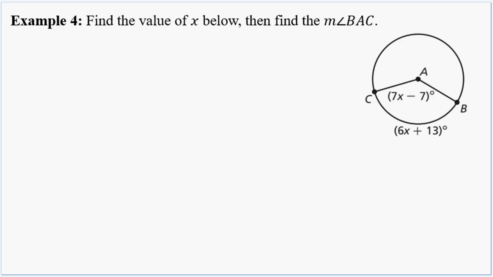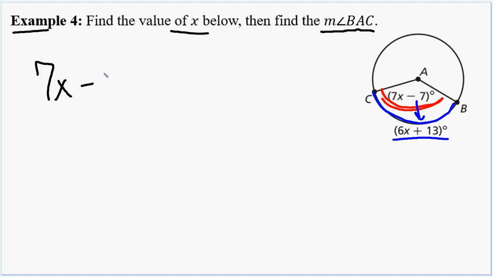Okay, I think this is our last example, then the rest of the practice. Example 4, find the value of x and then find the measure of the central angle BAC. So here, they gave us the angle inside here. Angle A is 7x minus 7 degrees. And the length of this blue arc from C to B is 6x plus 13 degrees. Well, that's a central angle and an arc out there, so they have the same measure.